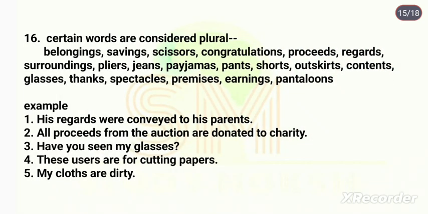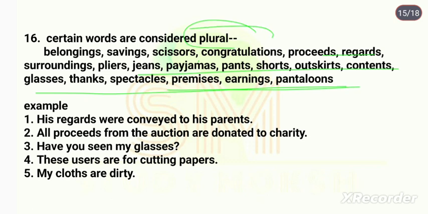Next, certain words like belongings, savings, scissors, congratulations, you can see all these words: outskirts, contents, glasses, thanks, spectacles, premises, earnings, pantaloons are considered plural. So they will behave like plurals whenever we use these in a sentence. His regards were conveyed, not his regard was conveyed. So this is wrong. His regards were. So these words are always used as plural. Regards were. Have you seen my glasses?